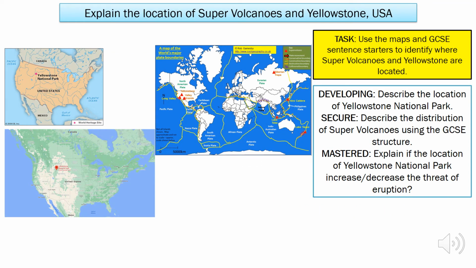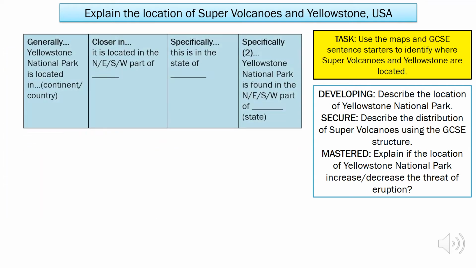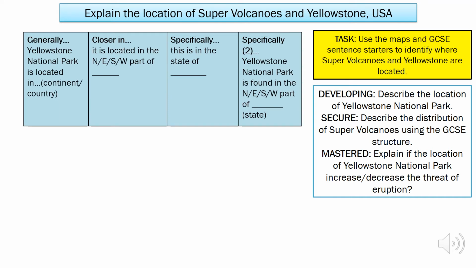Your second task is to explain the location of supervolcanoes and Yellowstone National Park. You're going to be using these three maps, which are attached on class charts to help you out for your GCSE answers. If you're working at development level, you're going to use a GCSE structure to explain the location of Yellowstone National Park. For this, there is no exception, so you can do two specific points for this.